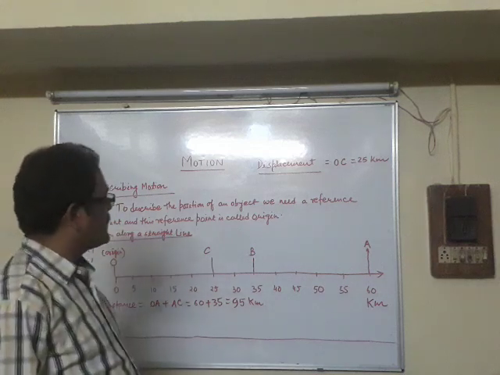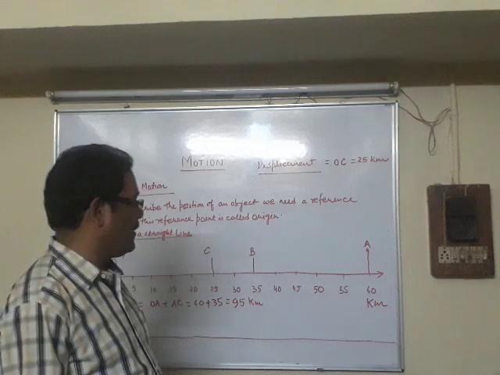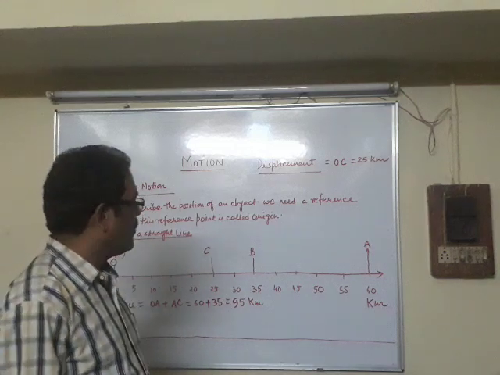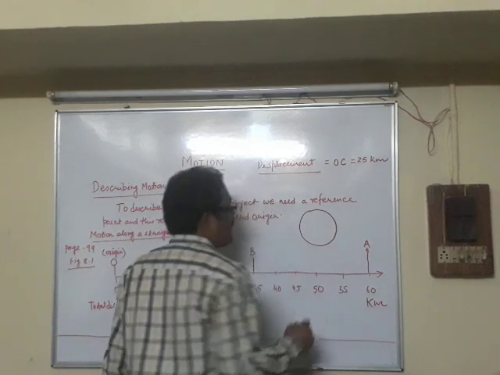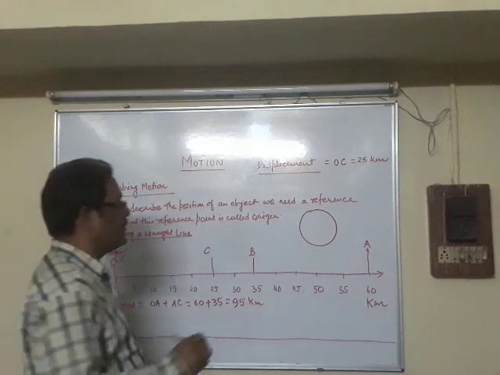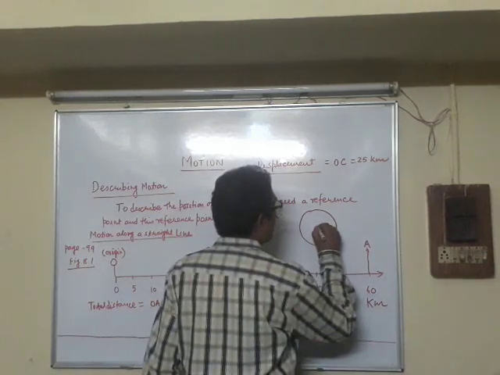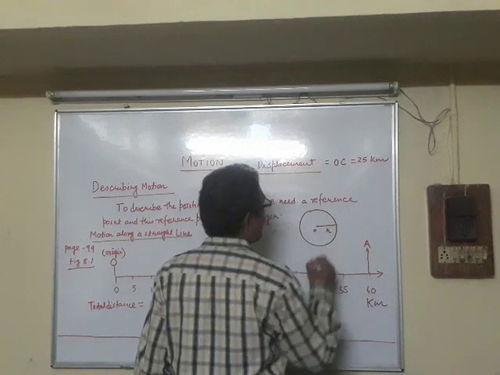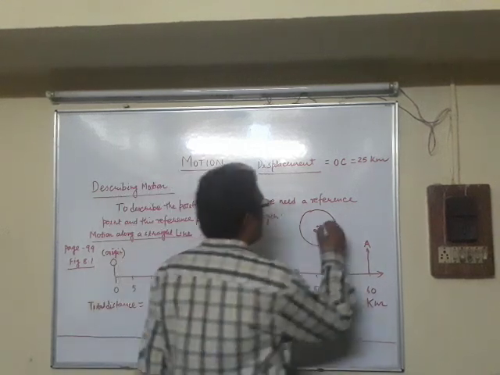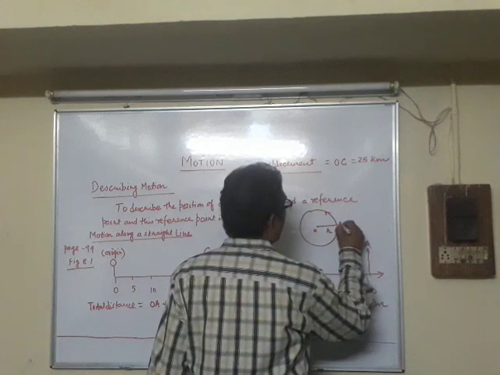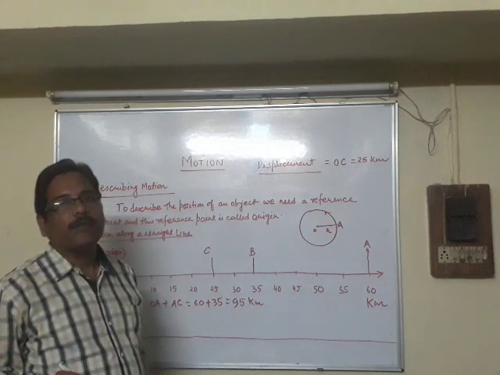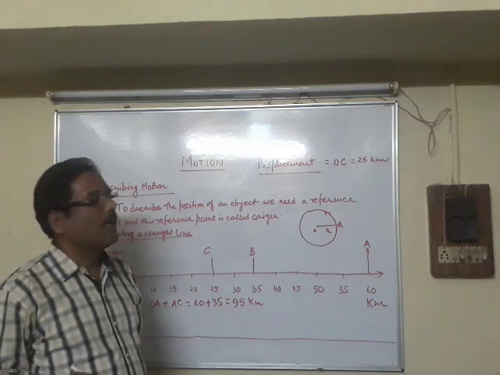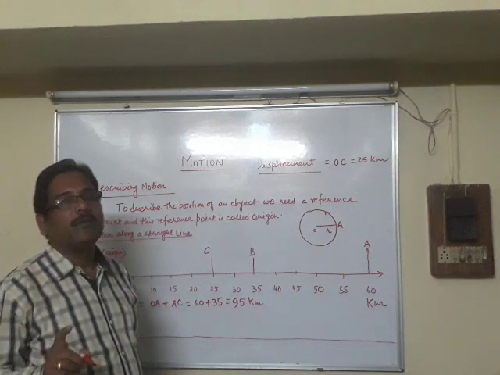So suppose we take another example. Suppose an object is moving in a circular path of radius r. It starts moving from point A. So A is the origin. If I ask what will be the distance and the displacement covered by it in one full revolution.